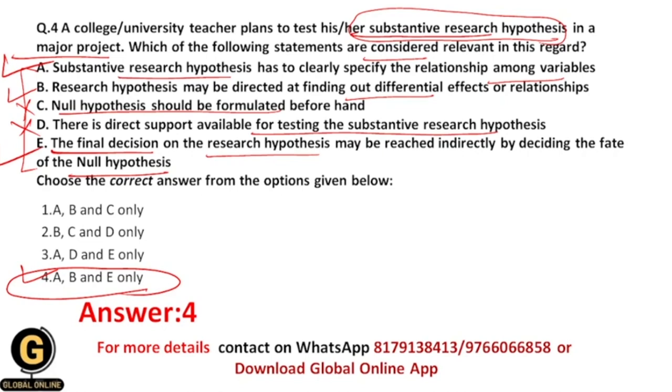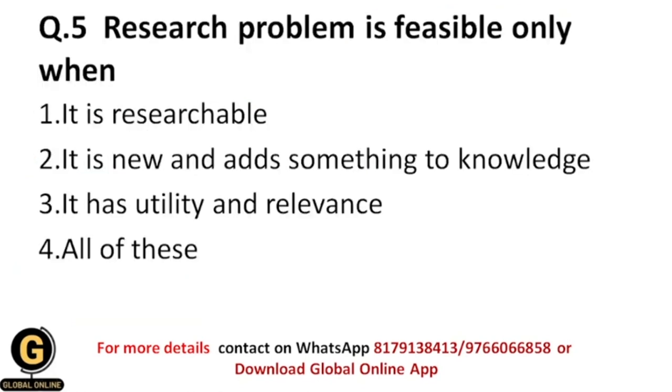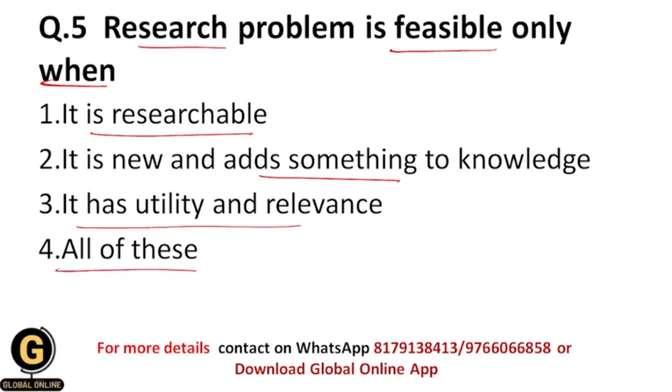Next is: research problem is feasible only when. In which situations is a research problem feasible? When it is researchable, when it is new and adds something to knowledge, when it has utility and relevance, or all of these. Students, a research problem is feasible when it is researchable. Whenever it is new and adds something to knowledge, then obviously it will be feasible.